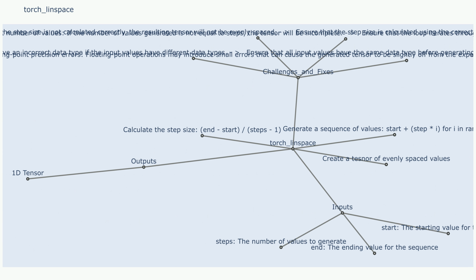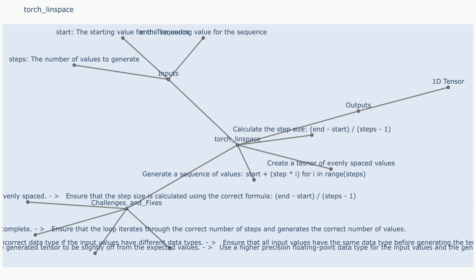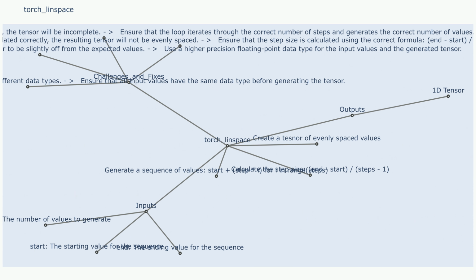Steps. The function calculates the difference between the start and end values. It then divides this difference by steps minus 1 to determine the spacing between consecutive values. Finally, it generates a tensor containing the start value, the start value plus the spacing, the start value plus twice the spacing, and so on, until it reaches the end value.